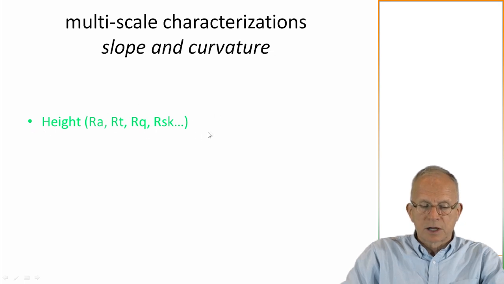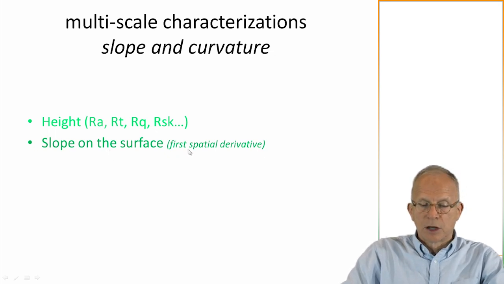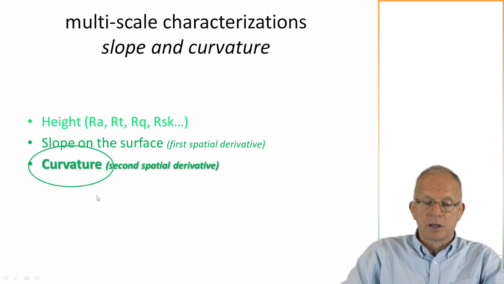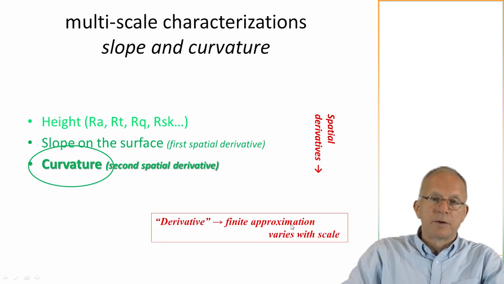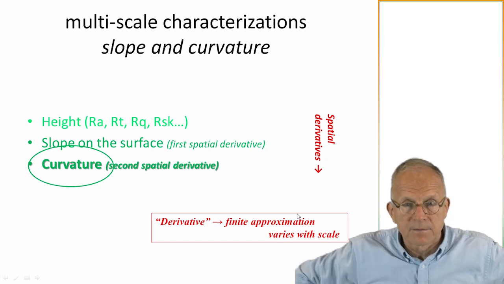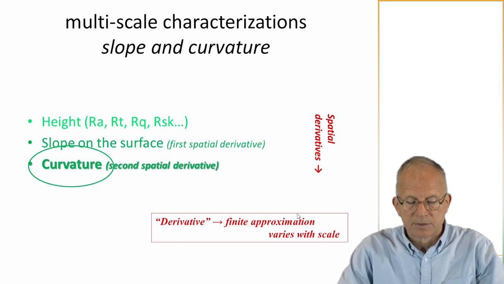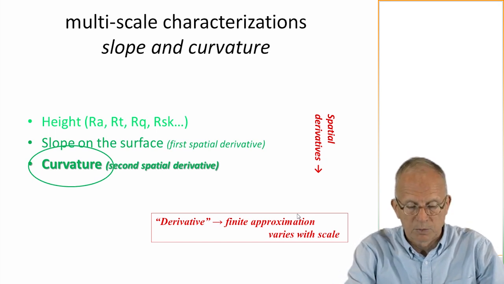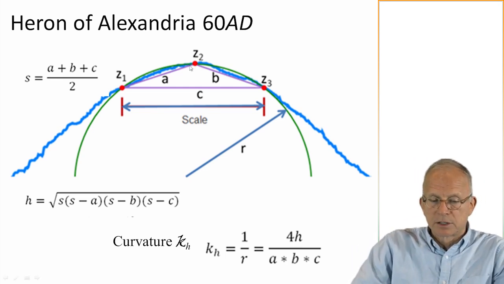First, we've discussed the height parameters previously, and then we've talked about slope on the surface as being the first spatial derivative. Curvature is the second, and this is what we're going to use here. So in this direction, we're doing spatial derivatives, and the derivative, of course, is just a finite approximation because we're dealing with discrete data. You could actually fit a curve to this and use the formula for that curve to do derivatives, and some people do it that way. We prefer to work with the actual data. And this is the way we're doing it in the discrete form.